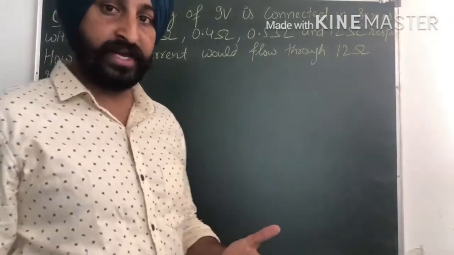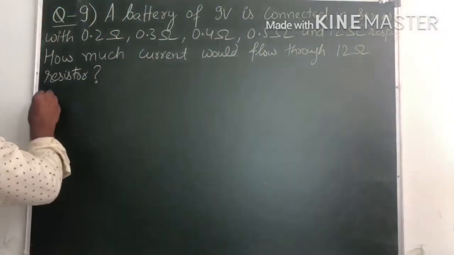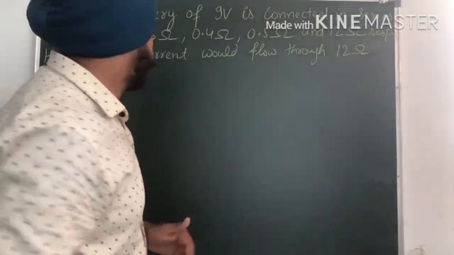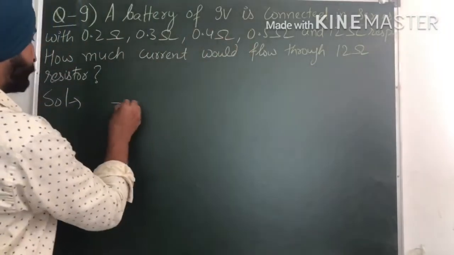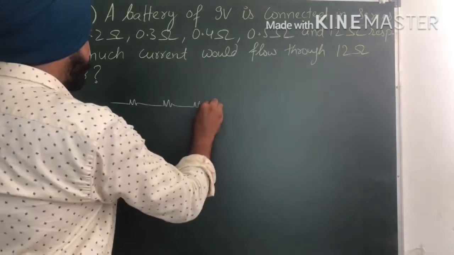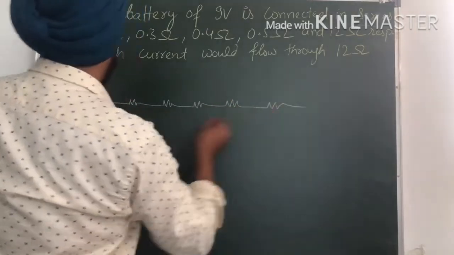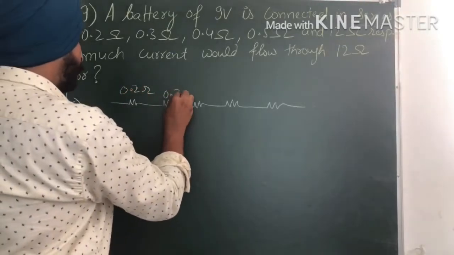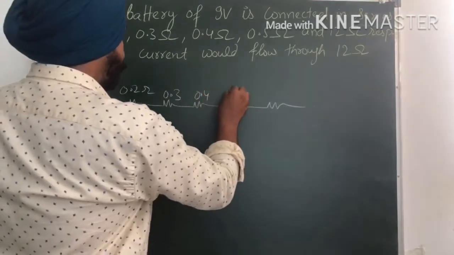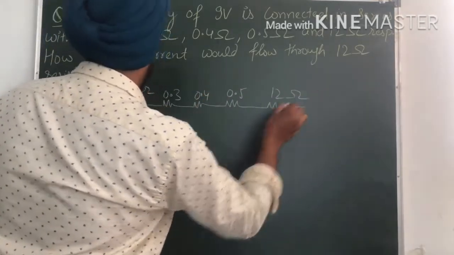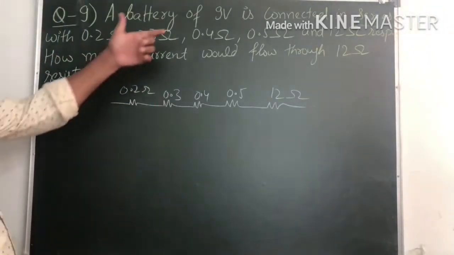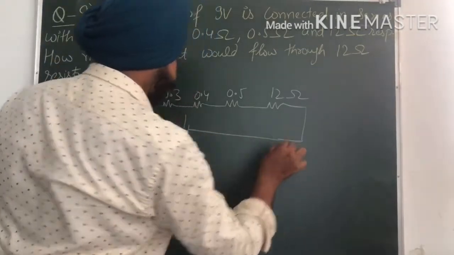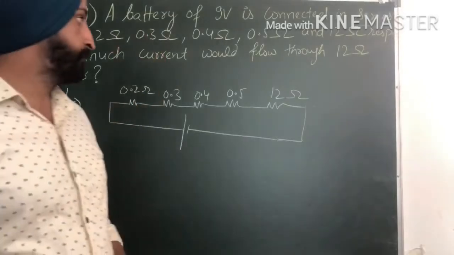Firstly we will be drawing a diagram for this question. We are given that these resistors are connected in series. So I would be connecting these in series like this. This is 0.2 ohm. And these are connected with a battery of 9 volt. So this is the circuit diagram for the above question.